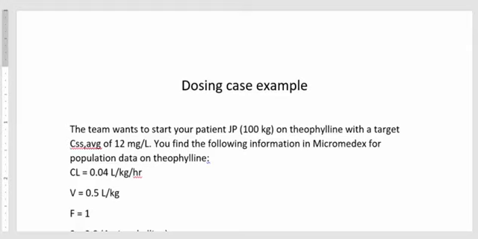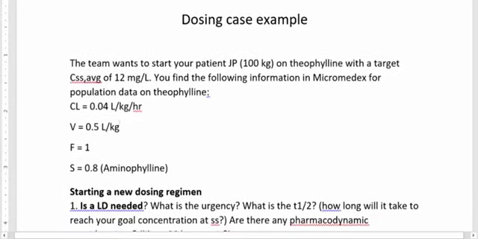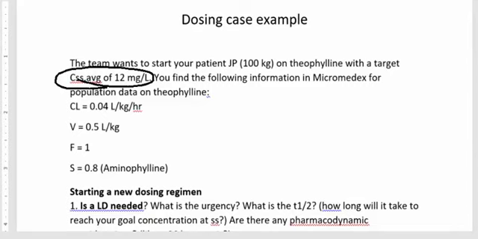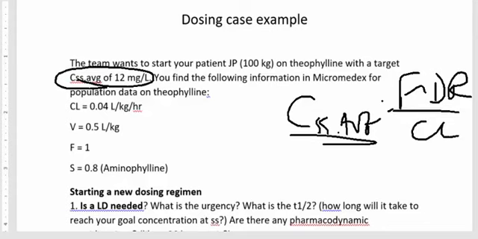So, the first example here. We have a team that wants to start your patient on theophylline. He weighs 100 kilograms with a target CSS average of 12 milligrams per liter. So this is what we're going to be shooting for. So right away we're thinking CSS average is equal to bioavailable dose rate over clearance. So we know that we're going to want to shoot for 12 milligrams per liter.